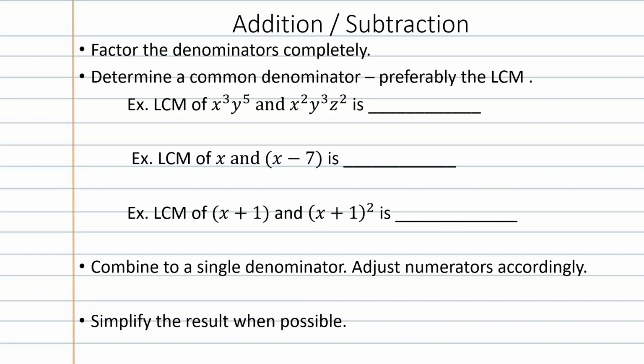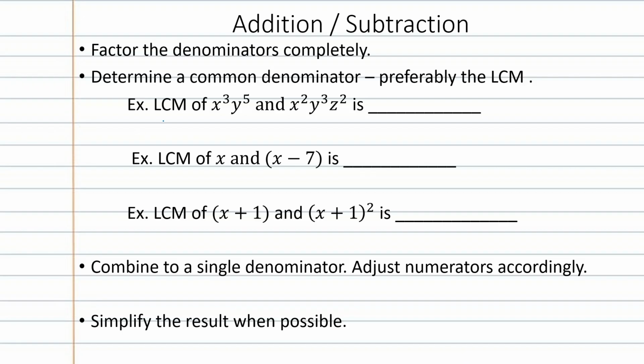All right, let's look at addition and subtraction of terms. Now, when we want to add and subtract different terms, what we need to do is first factor the denominators on both of those terms completely, and then determine what we call a common denominator. Ideally, when you determine a common denominator, you want to try to use the least common multiple, or the LCM. So the LCM stands for the least common multiple. Let's practice a couple times on finding this least common multiple.